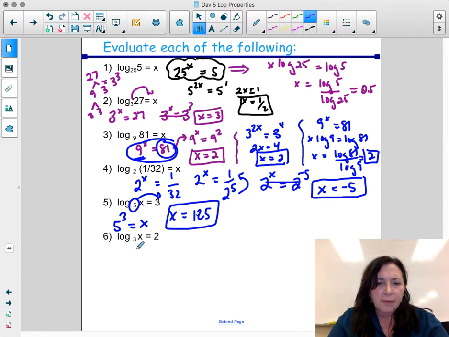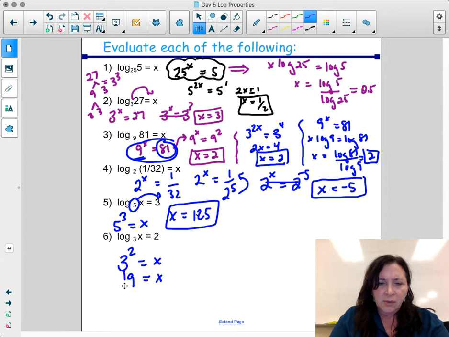For this problem, we go 3 to the second power, so base to cross the equal sign equals x. And again, like the previous problem, we don't have to get a same base. We just say x is equal to 9 because we're just simplifying that one side.